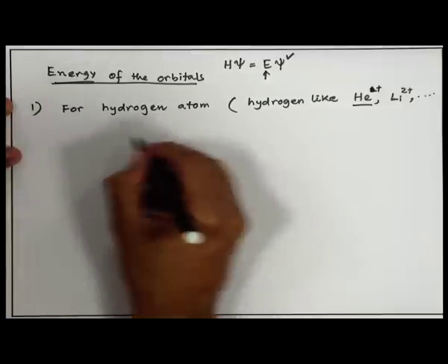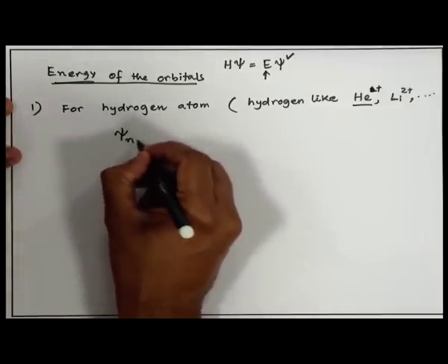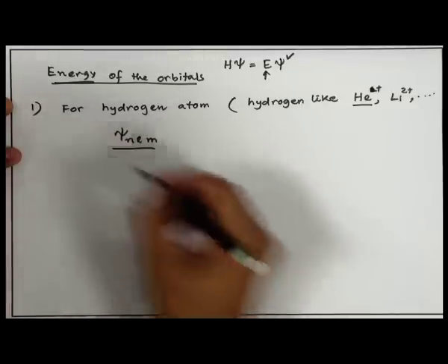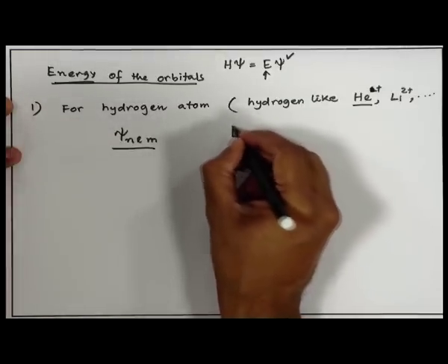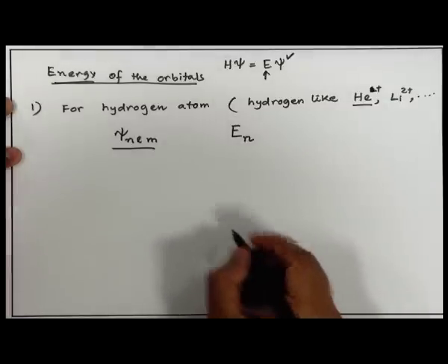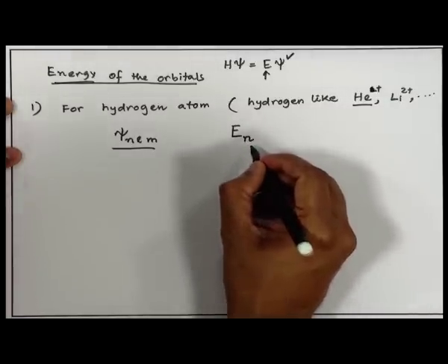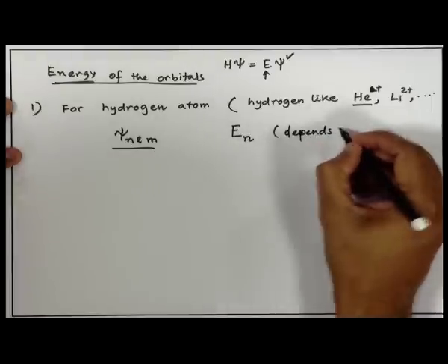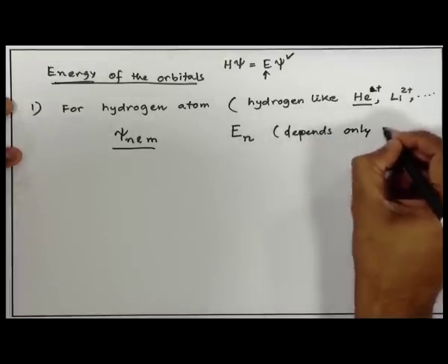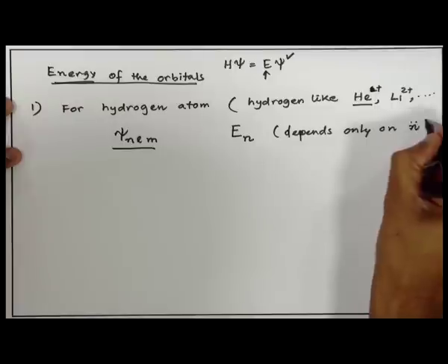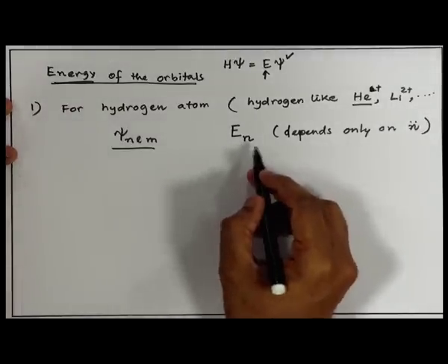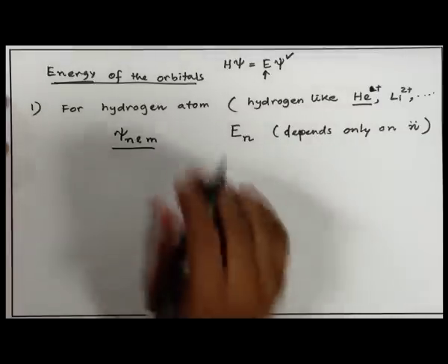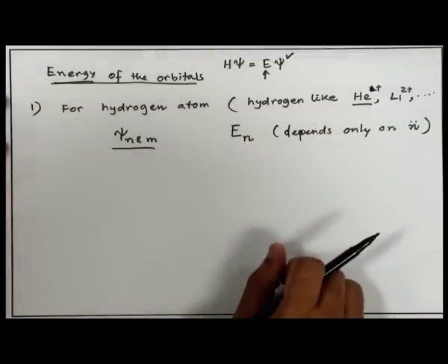So, when I solved the Schrodinger equation, I got psi n l m. This is the wave function that I got and we discussed it, and then I got the energy, and for hydrogen atom the energy depends only on n, the principal quantum number. It does not matter what value of l or m is, as long as n is given, there is a fixed value of energy. This is what the result for hydrogen-like systems is.